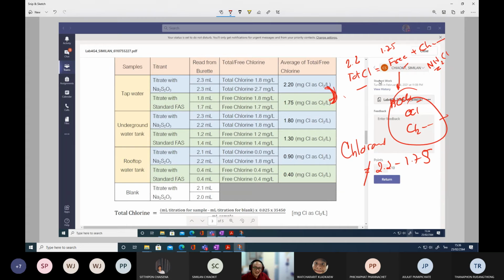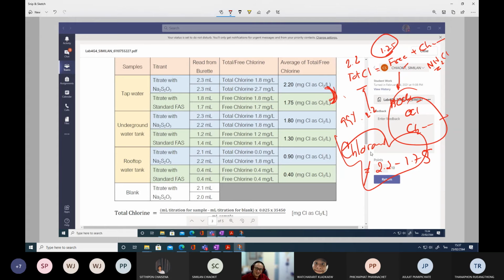Why? Because actually 99% of this 2.2 milligrams may be free chlorine, but due to some reasons, free chlorine is vaporized. So when we measure at the end, we have found the free chlorine only up to 1.75. So this may not be true. There are a number of reasons that the free chlorine gets vaporized or lost from the sample.